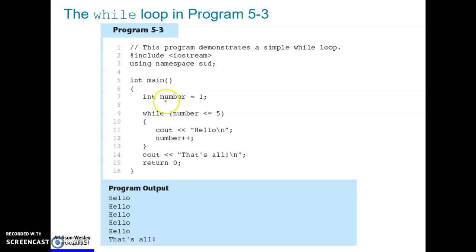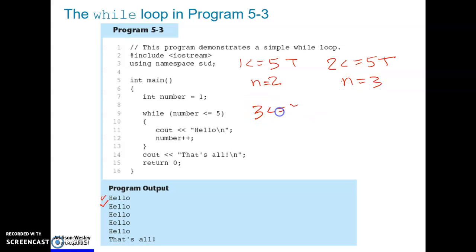So here we have number is equal to 1. And while number is less than or equal to 5, well, it's going to test it first. So 1 is less than or equal to 5. That's a true statement. So therefore, it's going to print hello to the screen. It's going to increment number by 1. So it's going to increment number to a 2. So number is now equal to 2. And it's going to test again. Is 2 less than or equal to 5? It's a true statement. So it prints hello to the screen and increments number to 3.